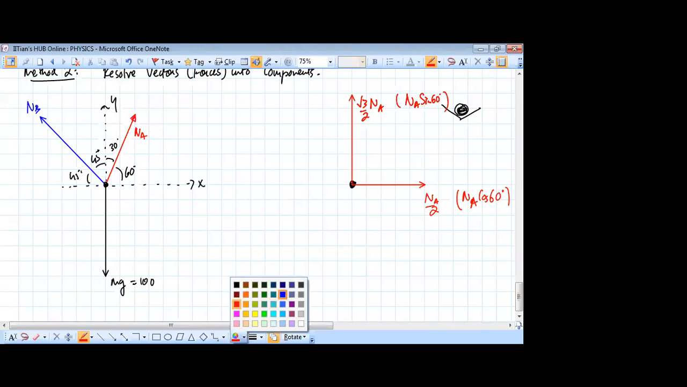Similarly, resolve the other one, resolve NB. When you resolve NB, you will get the horizontal component on this side, and this angle is 45. So the magnitude of this component will become 1 by root 2 times. So how much will this component come out to be? This will be NB by root 2. And similarly, there will be a vertical component which will also be NB by root 2.